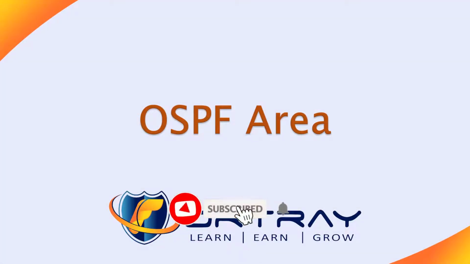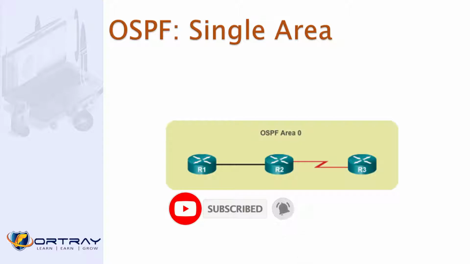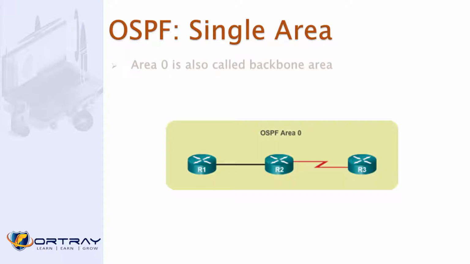OSPF area. So basically, when you enable EIGRP or RIP, as you can see, we have the autonomous system number or one flat network. But in OSPF, if it's a single area, most likely area 0, it is called the backbone area.